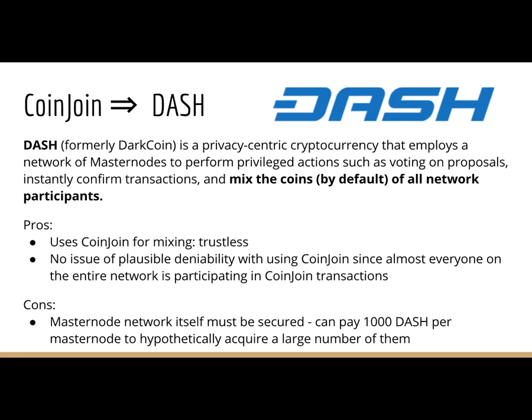There are some cons to Dash. The main criticism of Dash is that the network itself isn't secure, and that you can essentially buy masternodes. To set up a masternode, you need to put down a deposit of 1,000 Dash and keep that deposit locked there. And presumably someone can get a bunch of money, buy the masternode network, and de-anonymize everything.